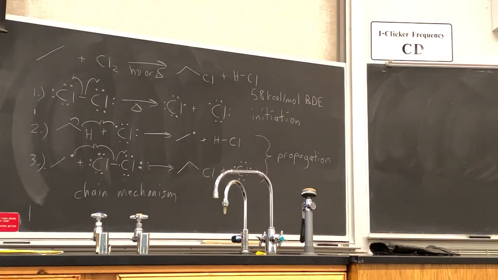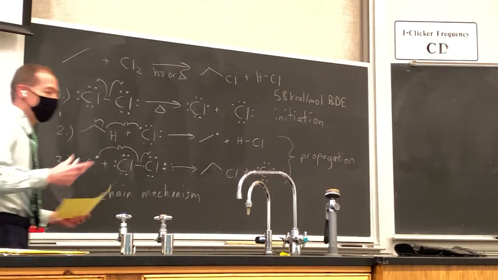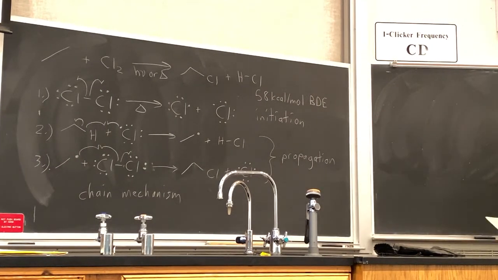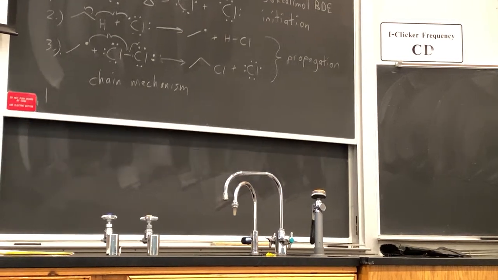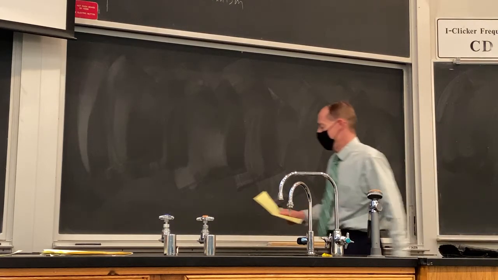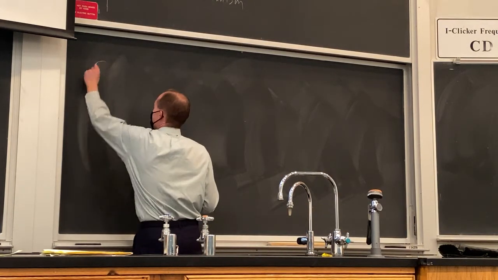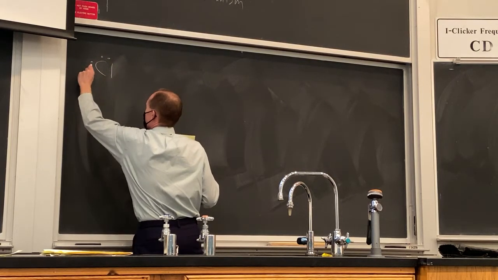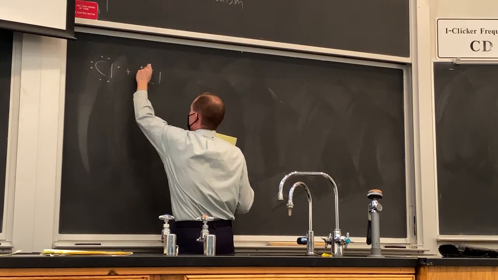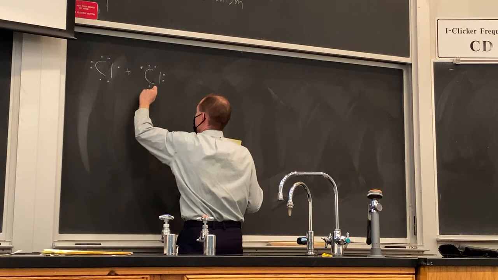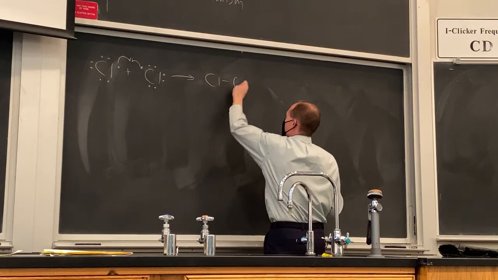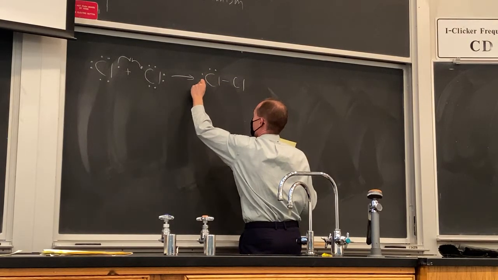I told you last time that radicals usually react with non-radicals. They don't react with each other very frequently, but it is possible to have two radicals collide. And so in the chlorination of ethane, there are a couple of other things that go on. We can have two chlorine atoms collide and reform Cl2, or molecular chlorine.